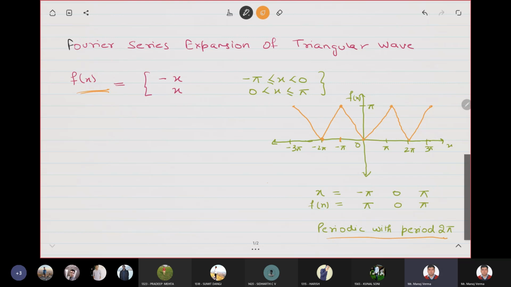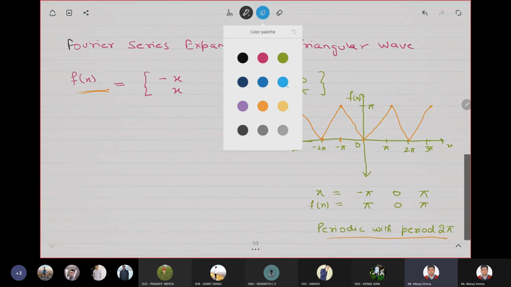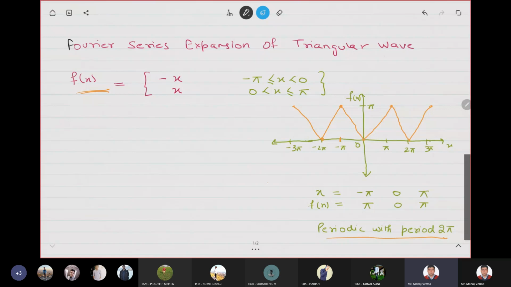You should understand that this triangular wave is different from the sawtooth wave. In the sawtooth wave, the function was something like this. It was going in a vertical fashion, then coming back, and then again going in a vertical fashion. So the sawtooth wave is different from this triangular wave, and both these types of wave functions have different applications in physics.